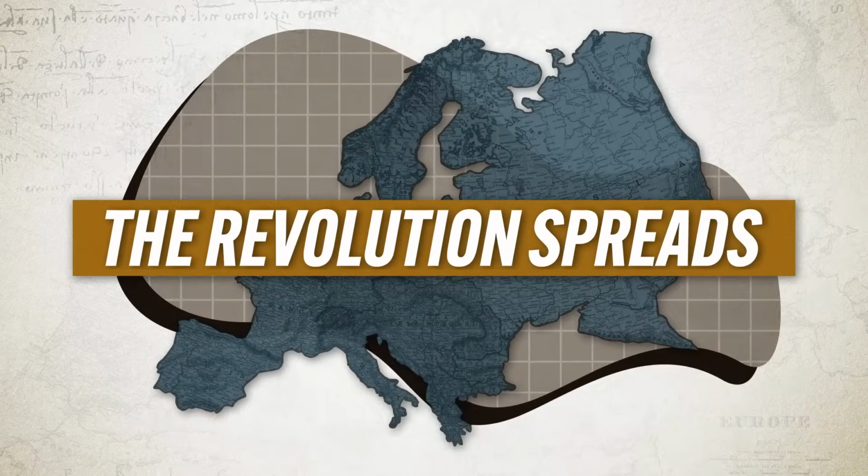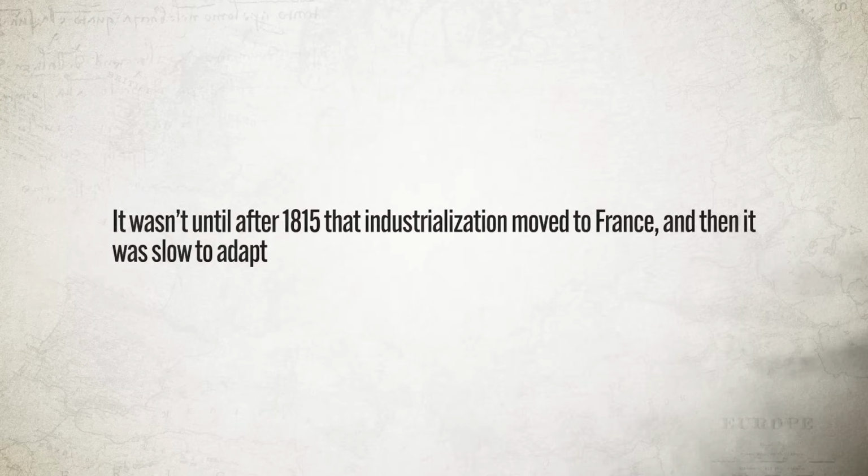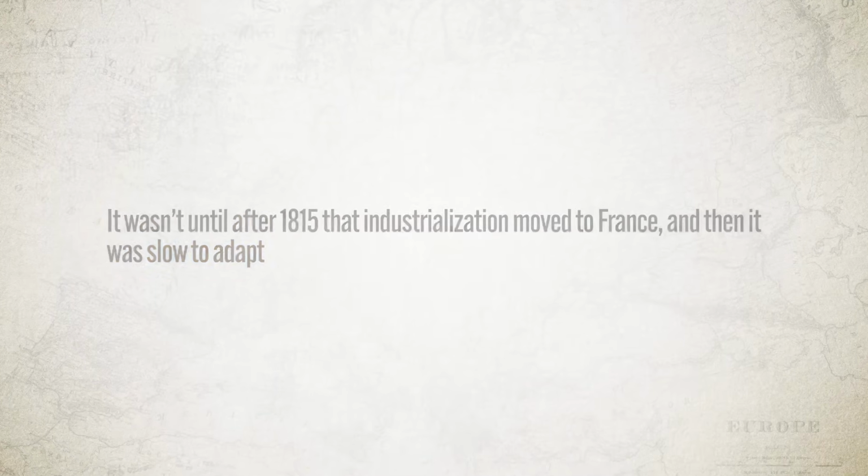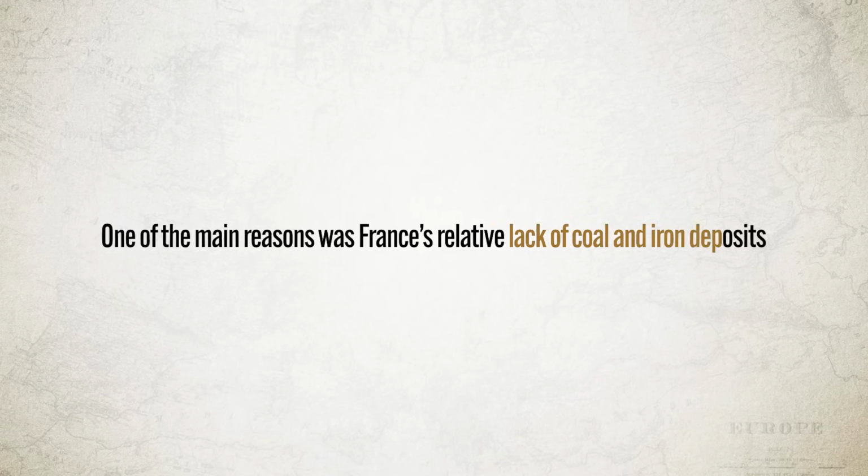So as industrialization spread to the European continent, various factors determined how quickly it would take root, and let's consider those factors first in France. Not one to take British dominance in any arena lightly, France wanted a piece of that juicy industrial pie. But it wasn't until after about 1815 that industrialization moved to France, and then it was slow to adapt. One of the main reasons was France's relative lack of coal and iron deposits.